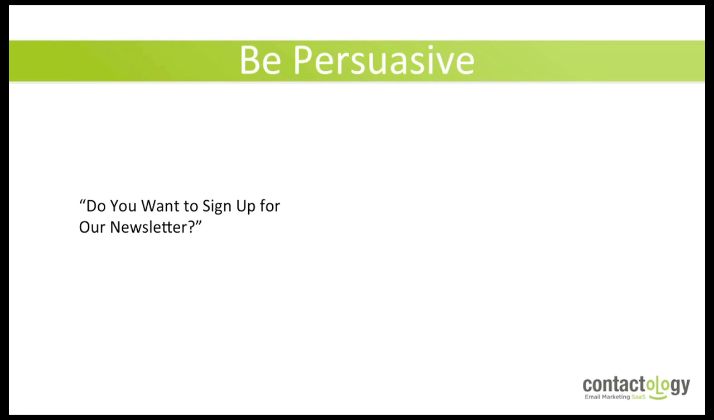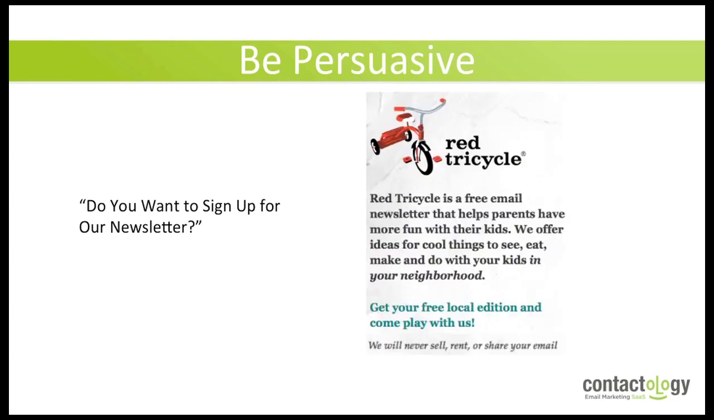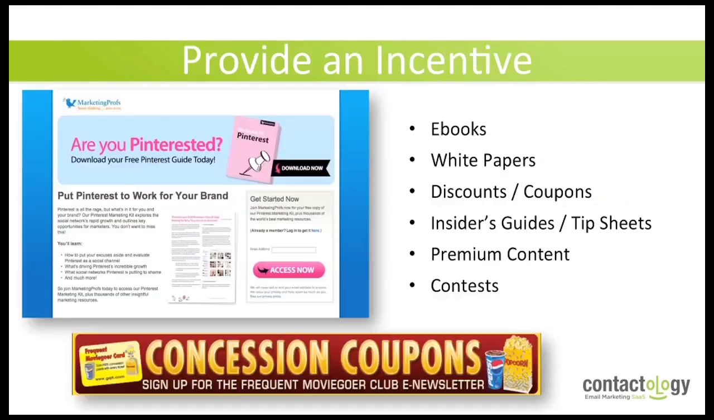It's not enough to simply ask subscribers for their email address or even to ask them to sign up for our newsletter. Be persuasive both online and in person. So on the left, we have the obvious way. Do you want to sign up for our newsletter? On the right, Red Tricycle states the value, which is a free email newsletter that helps parents have more fun with their kids. Their intentions are clear, and they affirm privacy by stating they will never sell, rent, or share your email. So when you compare this to the first way of asking, you can see on the right is a way better sell.